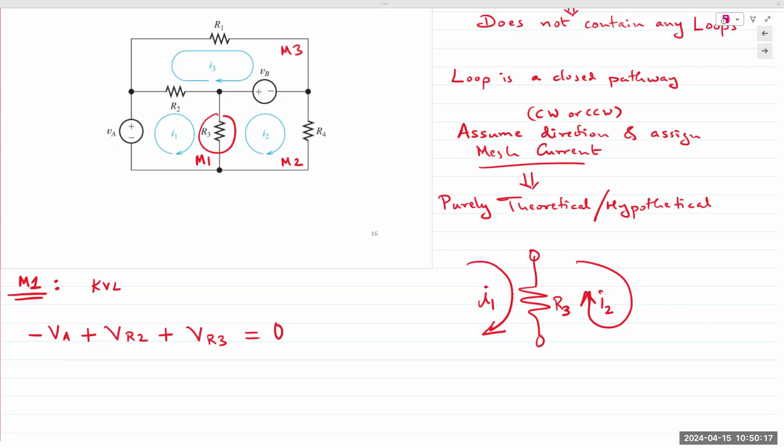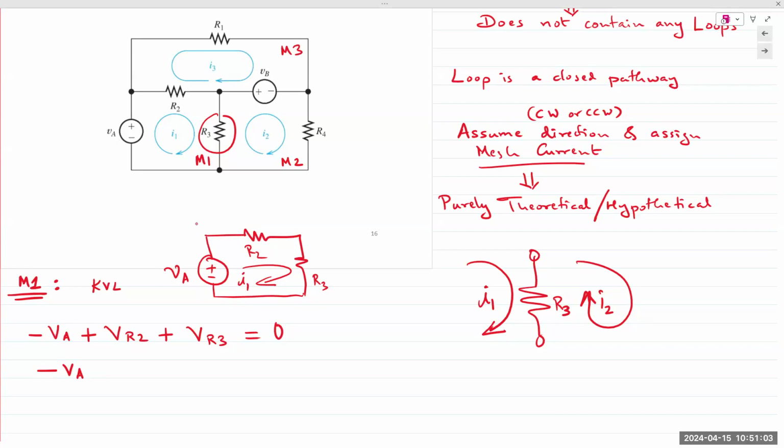So minus VA plus VR2 plus VR3. Mesh 1 is basically this mesh right here. So we have R2, we have VA, R3, and we have I1. So if I was to apply Ohm's law, what is VR2 in terms of Ohm's law? V equals IR. R is R2. So what is the voltage VR2? Yep, R2 times I1.